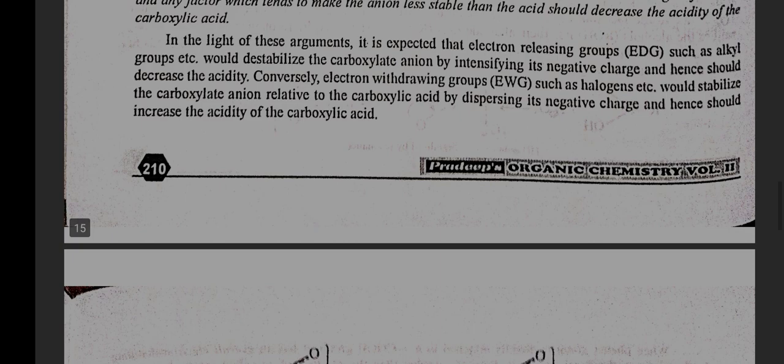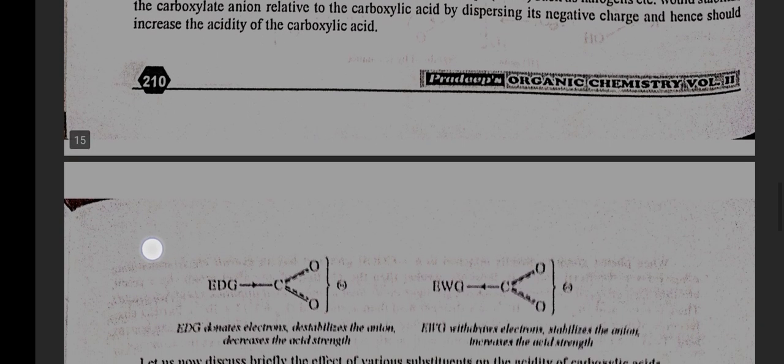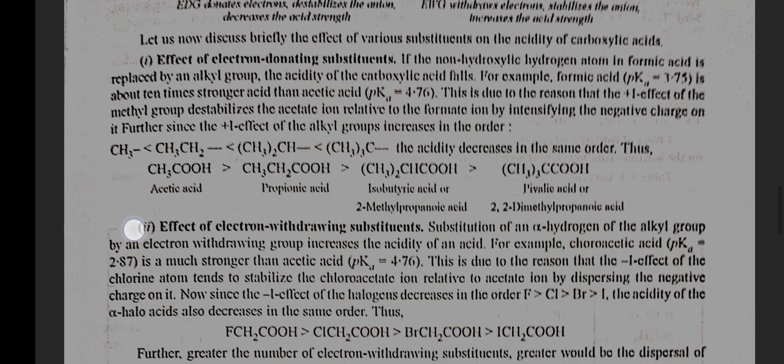In the light of these arguments, it is expected that electron-releasing groups such as alkyl groups would destabilize the carboxylate anion by intensifying its negative charge and hence should decrease the acidity. Conversely, electron-withdrawing groups such as halogens would stabilize the carboxylate anion relative to the carboxylic acid by dispersing its negative charge and hence should increase the acidity of the carboxylic acids. Let us now discuss briefly the effect of various substituents on the acidity of carboxylic acids.